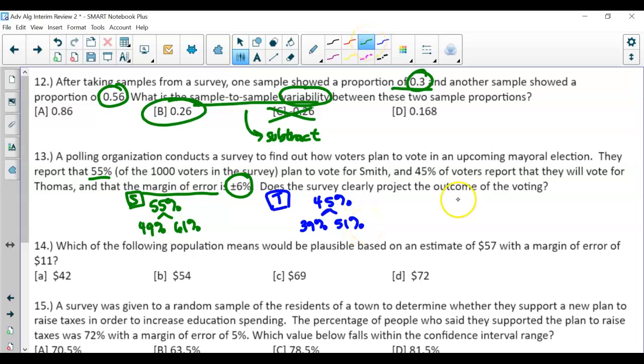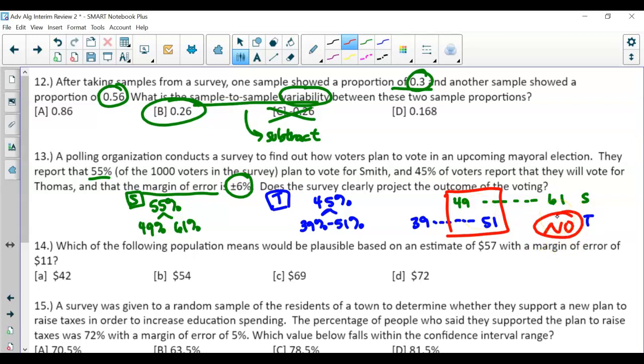think about it like it's a number line, right? 49 to 61 is the range for Smith. Then for Thomas it's 39, which is below 49, then to 51. Well, where's 51? Above. So is there overlap between these two? Yes, there is overlap from 49 to 51. So because of this overlap, can we clearly project the outcome? No, because of the overlap from 49 to 51.